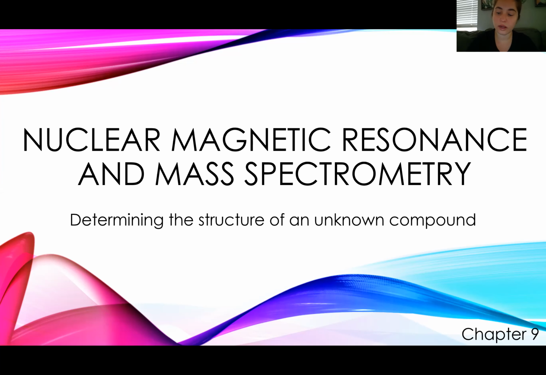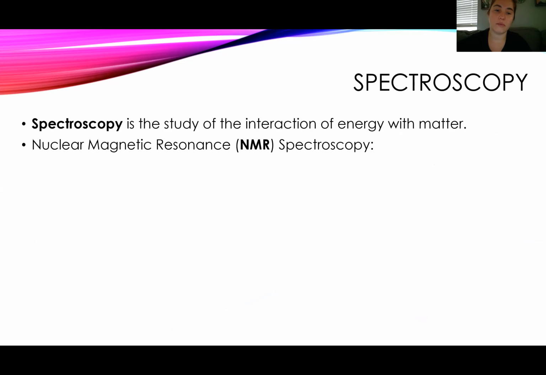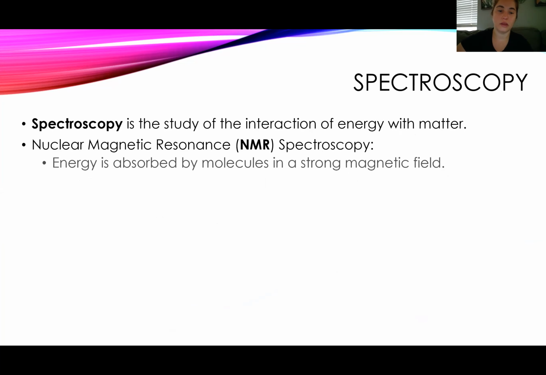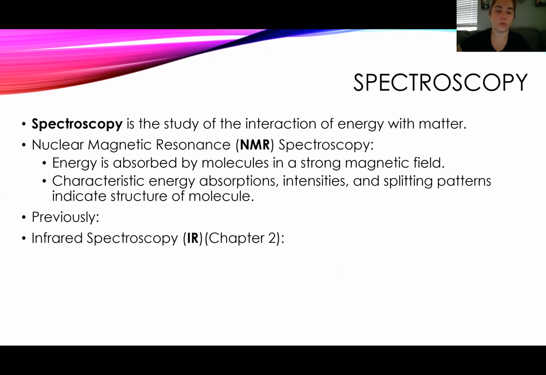So what you might remember when we talked about IR is that spectroscopy is the study of the interaction of energy with matter. Nuclear magnetic resonance, which we'll call NMR from here on out, is basically energy absorbed by molecules in a strong magnetic field. There are characteristic energy absorptions that indicate structures of a molecule. There are some patterns that you can learn to recognize. We're going to go into a little more detail about NMR in a second.